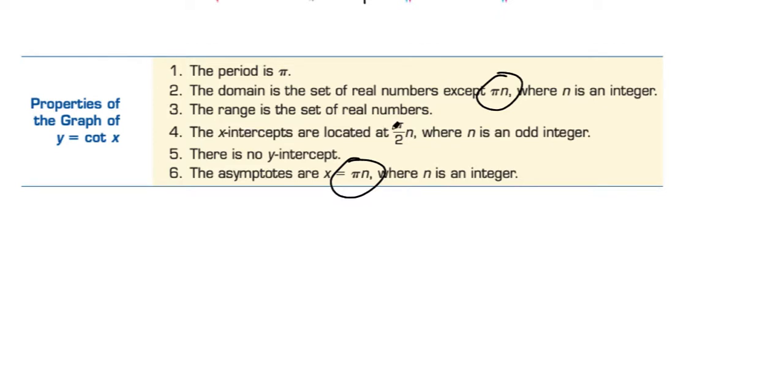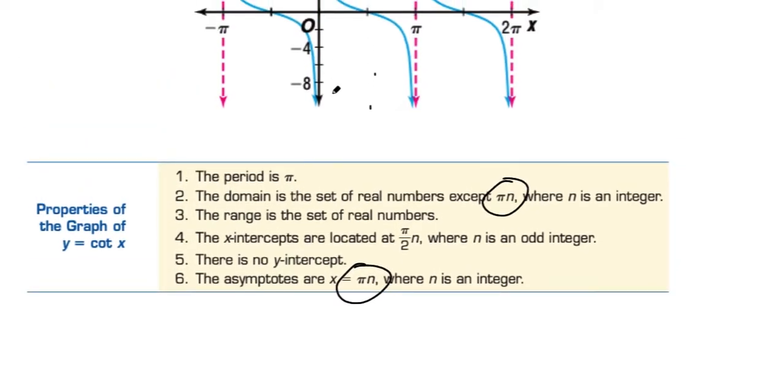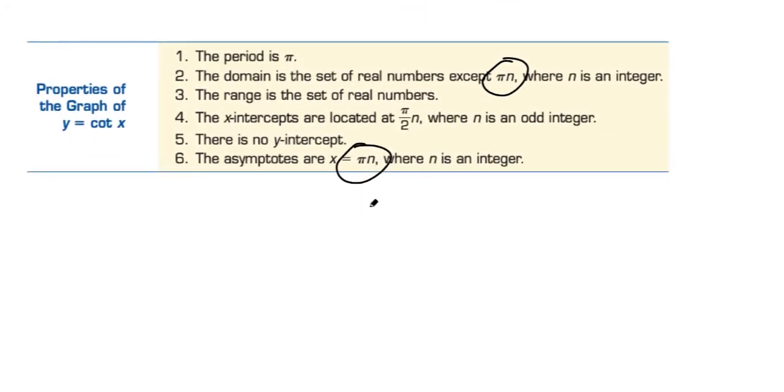The x-intercepts are located at pi over 2n, where n is an odd integer, exactly where the asymptotes were for the tangent line. We've talked about that. There is no y-intercept. You can see that because the y-axis is an asymptote for this graph. And so again, another bit of information that you should have mental access to, if not memorize.